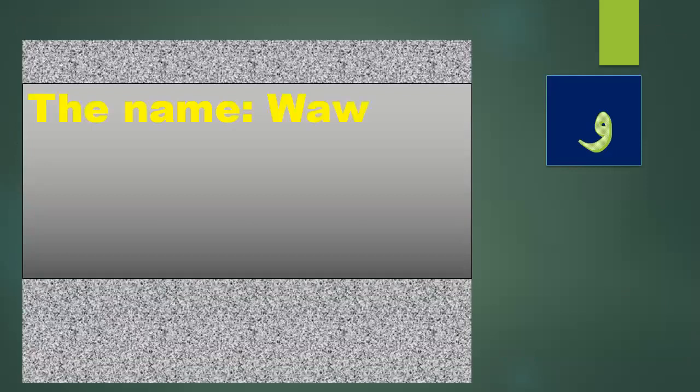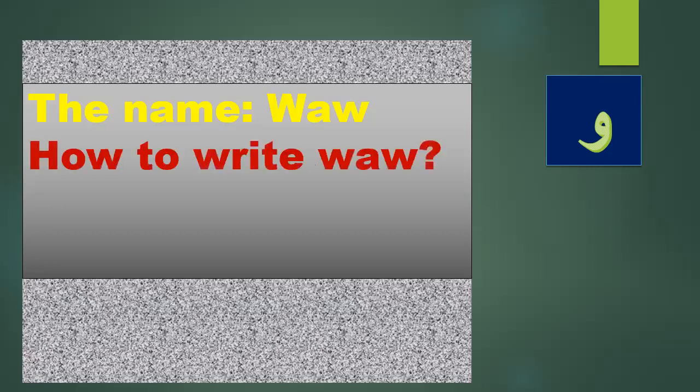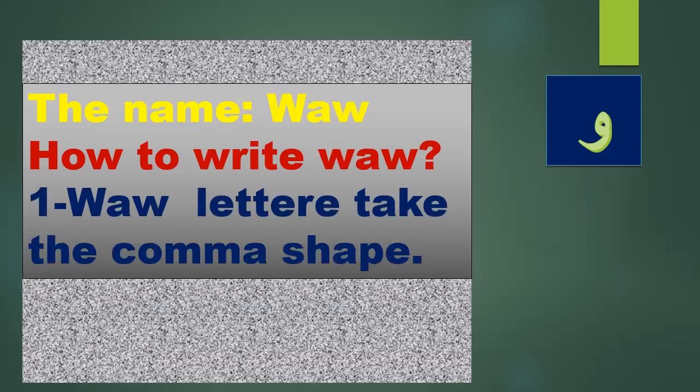Now we will study together the letter Waw. The name is Waw. Please repeat after me. Waw. Waw. But take care, it's not heavy. Waw. Waw. Because it's a light letter, it has a light sound. How to write Waw? The letter Waw takes a comma shape. Yes. Please write Waw. Very good.